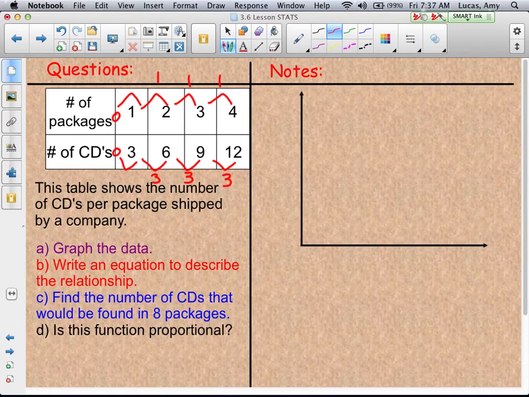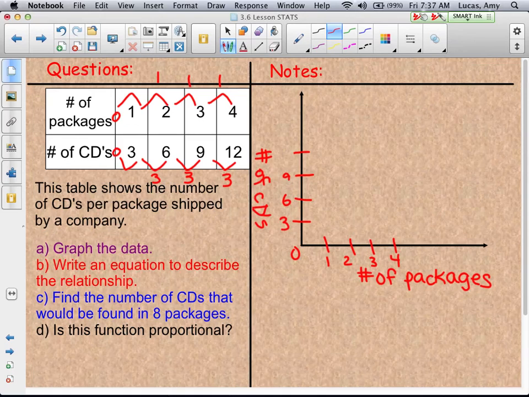I've got number of packages. We're talking about packages, CDs per package. So the number of packages and then the number of CDs. The number of CDs depends on how many packages, because we're talking about CDs that are in each package shipped by a company. Okay? This should be very similar to the first problem that we saw.